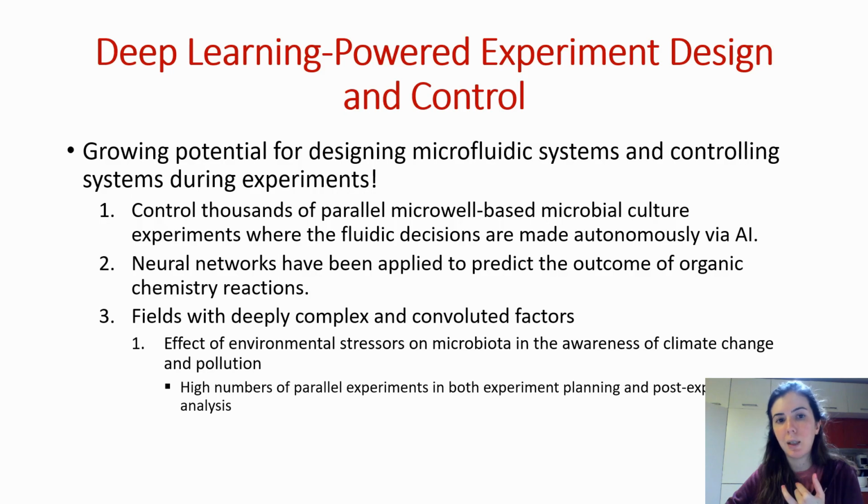In a second example, neural networks have been applied to predict the outcome of organic chemistry reactions. Deep learning analytics can also be applied to fields with deeply complex and convoluted factors, such as research about the effect of environmental stressors on microbiota in the context of climate change and pollution. In order to quantify the response of complex systems to multiple stressors, this will require high numbers of parallel experiments in both experimental planning and post-experimental analysis.